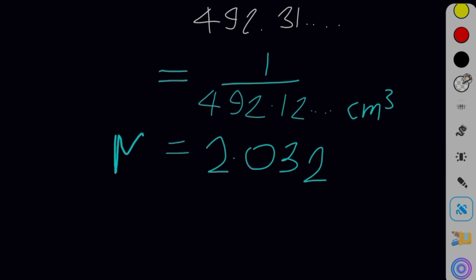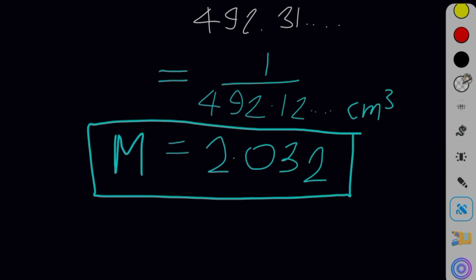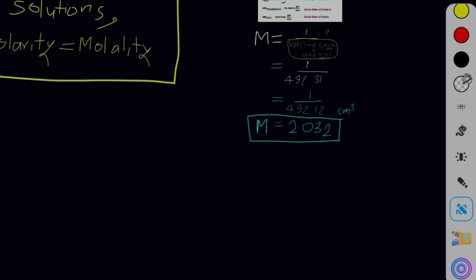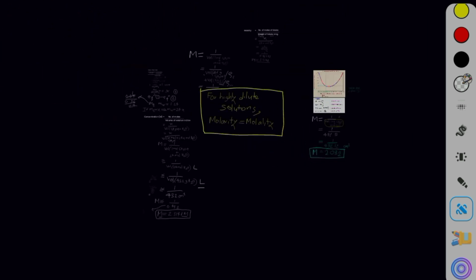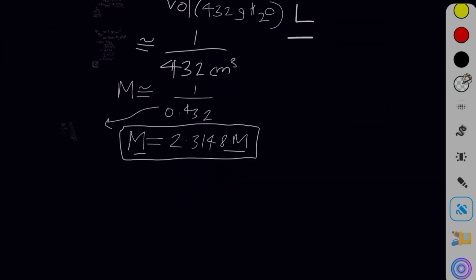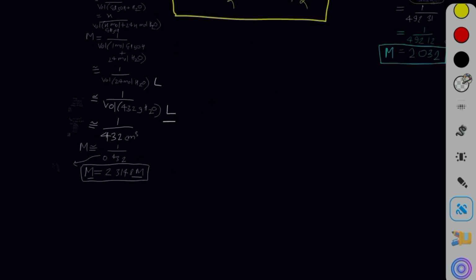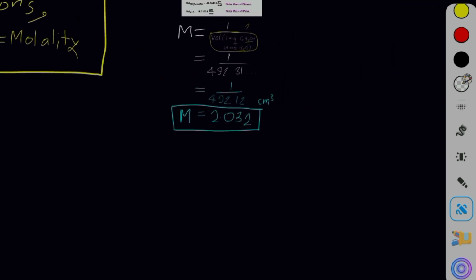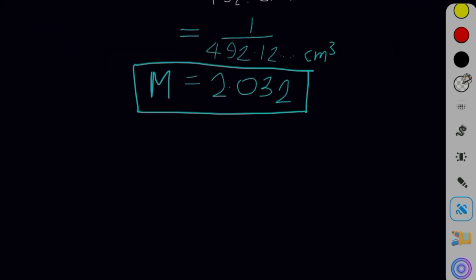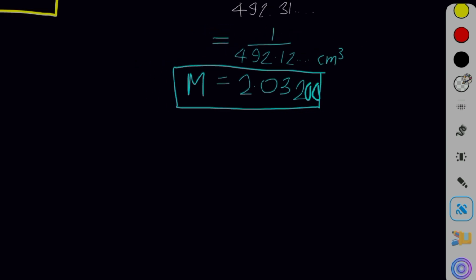This is our final answer, and this is 2.032, and this one was 2.3148. It's not that I have lost accuracy, I was just lazy to write the next digits since they are 0, 0 anyway. So this was an interesting question.